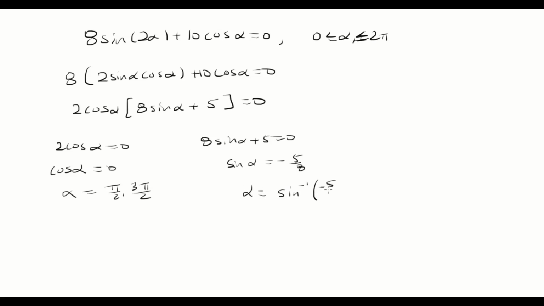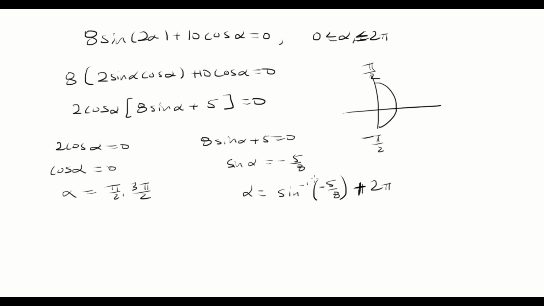And here we have to be careful because inverse sine is between negative pi over 2 and pi over 2. So this one we want to adjust. So inverse sine of negative 5 over 8 is going to be, well, first inverse sine is from negative pi over 2 to pi over 2. So the answer we're going to get is going to be negative. So we need to add 2 pi to get it in the range from 0 to 2 pi.